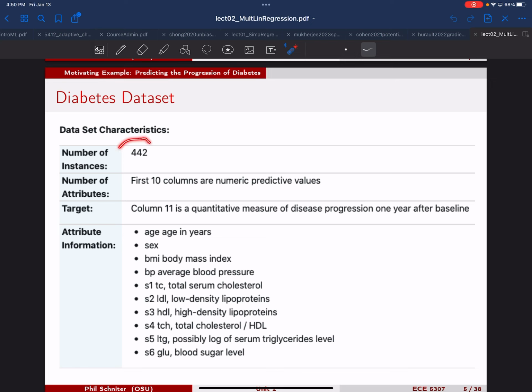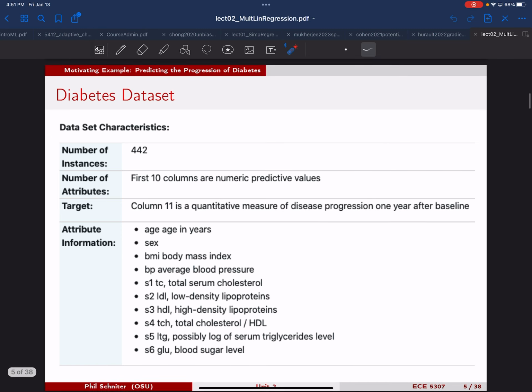This data set has 442 samples, so it's a pretty small data set as data sets go, but it's nice for using in a classroom setting. And it has 10 features. Now notice here they call them attributes or predictive values. So it's important to know these different terms. But those are our features. And then the target is given in a separate column of the data set, and it's a quantitative measure of the disease progression 1 year after the measurements are taken.